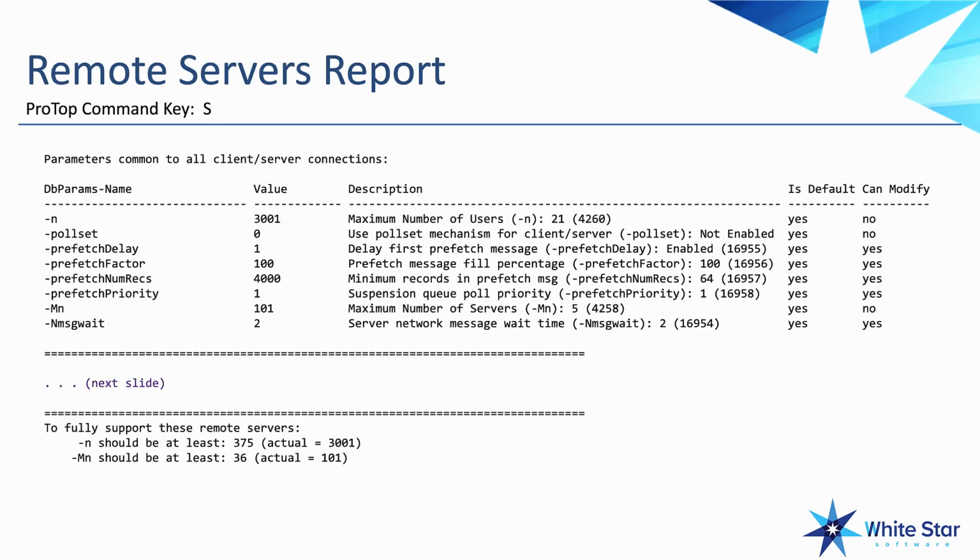Another report which is very helpful is the remote servers report. And this pulls together all the information about configuration of servers, client-server servers. So you have a number of common parameters like -n, which is the total number of users. The prefetch parameters, these all apply to every server. Number, message, weight parameters. At the end of this report, at the very end, it totals things up and tells you what -n and -mn should be as a minimum value.